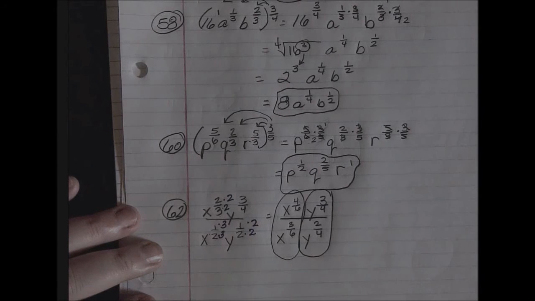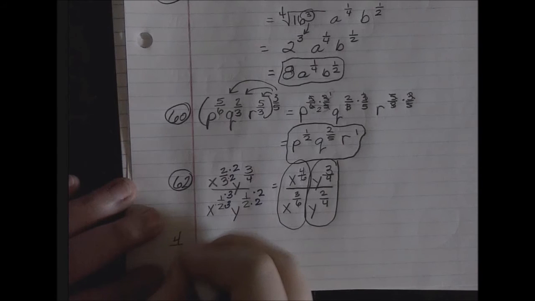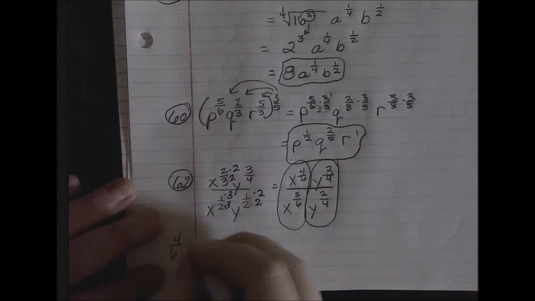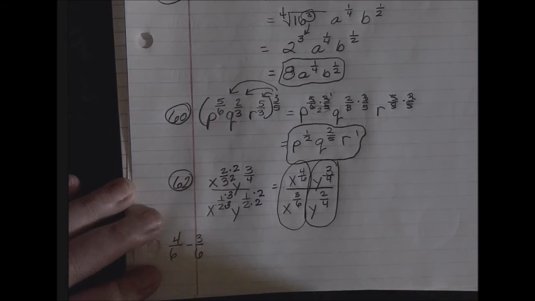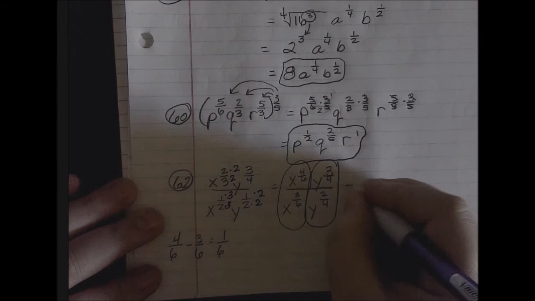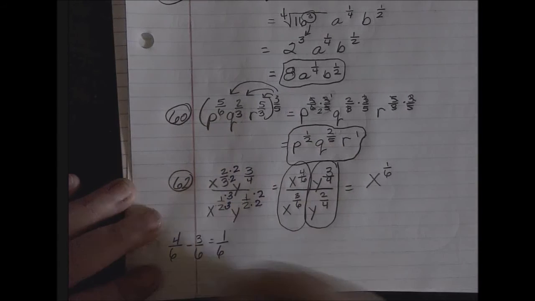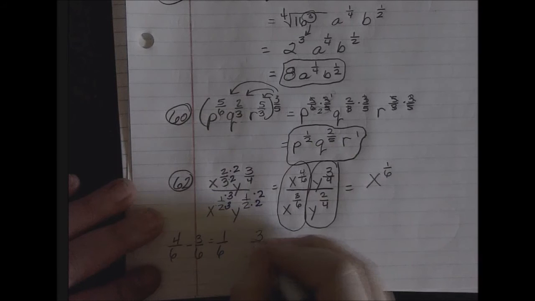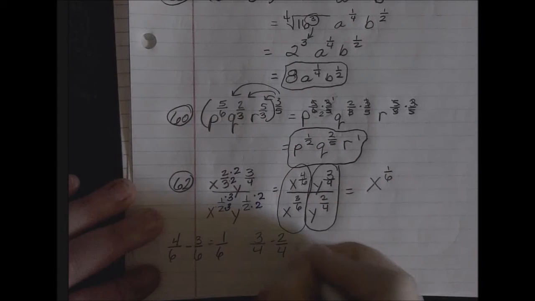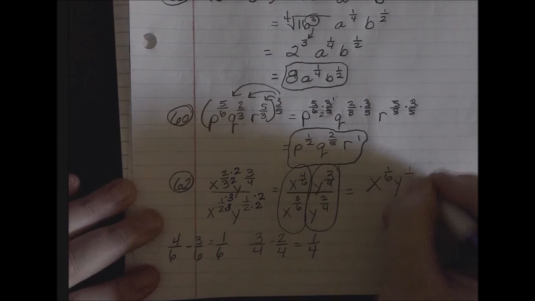So 4 over 6 minus 3 over 6, and if you need to see it horizontally. So 4 minus 3 gives us 1, and then you keep your denominator of 6. So that leaves us with x to the 1 over 6. And then we have the 3 over 4 minus 2 over 4, which is 1 over 4. So we have y to the 1 over 4. And we are finished.